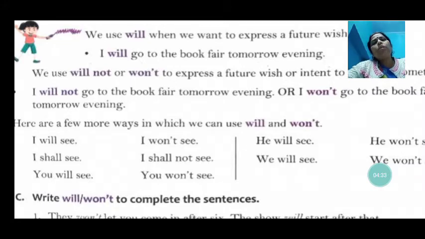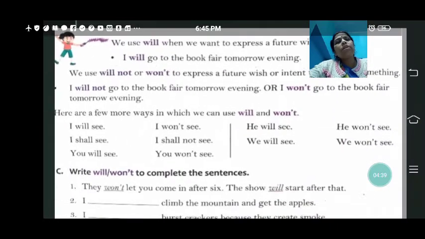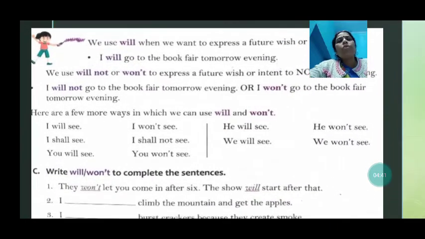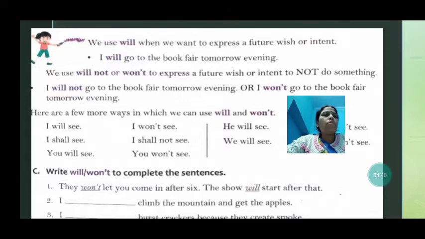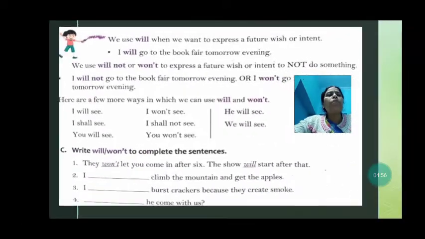We use will not or won't to express a future wish or intent to not do something. So when a person does not want to do something, at that time we use will not or won't. So, I will not go to the book fair tomorrow evening. Now in this case the person does not want to go to the book fair.